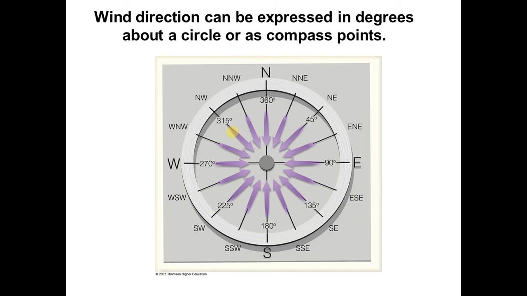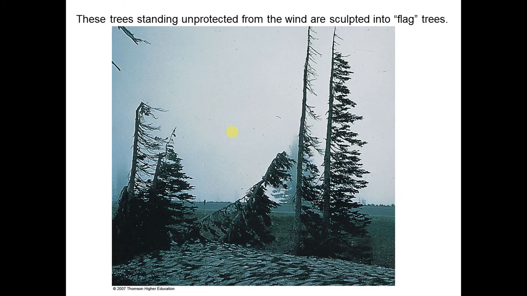Strong prevailing winds can have interesting effects on vegetation. Here are some trees that are standing unprotected from the strong prevailing winds and are sculpted into flag trees. Why are they called that? Because notice you tend to only see the branches on the one side, okay, because they've been made into this shape by strong prevailing winds coming from left going toward right.